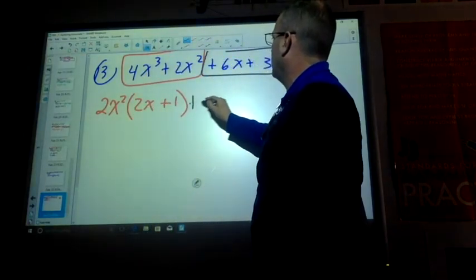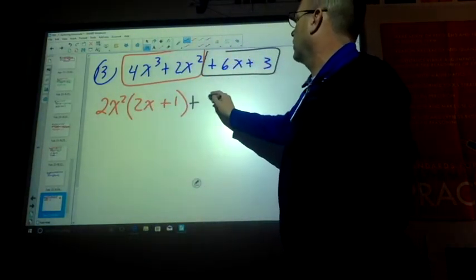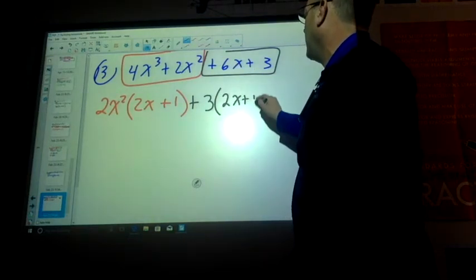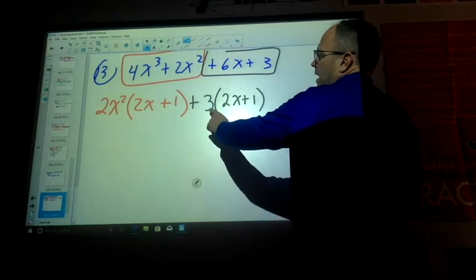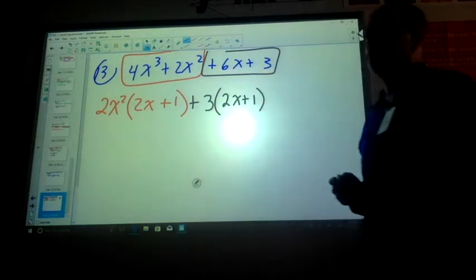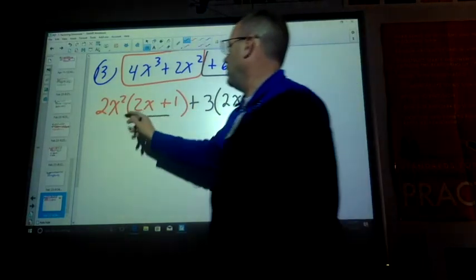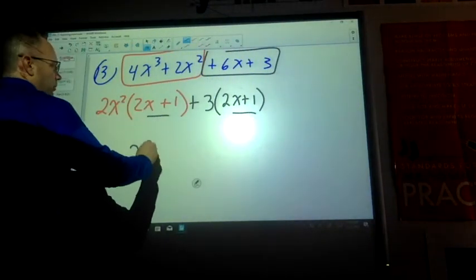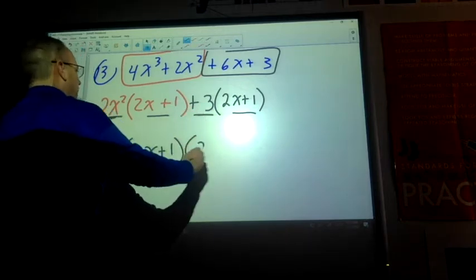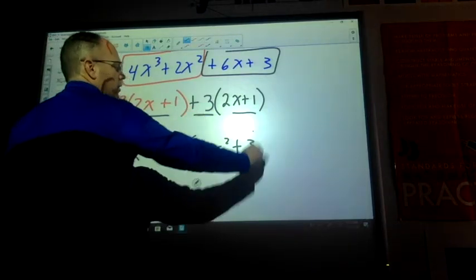This sign has to match here. Looks like I can factor a 3 out. And that would be then 2x plus 1. Now, hang on. Before you're sitting there going, wait, how'd that happen? 3 times 2x is 6x, and 3 times 1 is 3. Right? So now I have this binomial the same on both. So I have 2x plus 1. And I'm left with this and this, so I just make that a new binomial next to it. Done.